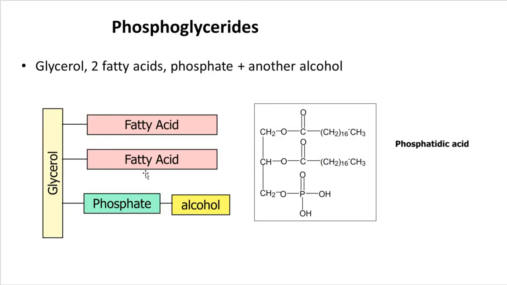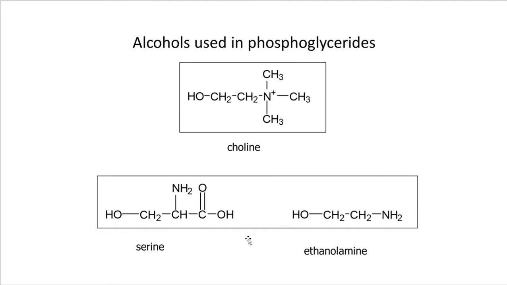Phosphoglycerides are those where you change one of the fatty acids for a phosphate group and an alcohol group. Here we have phosphatidic acid. The alcohols that are in the phosphoglycerides are, for example, choline, serine, and ethanolamine.